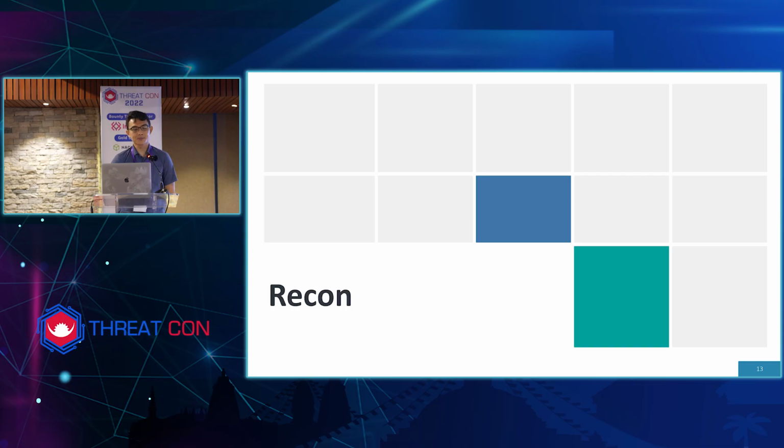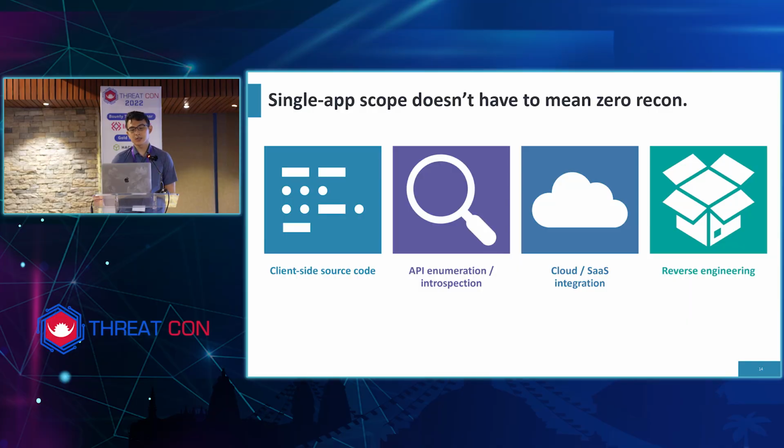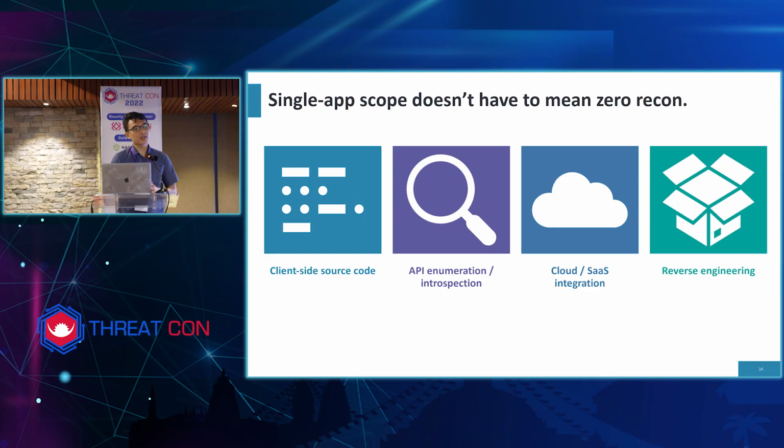Even within a single app, there's a lot of recon that you can do internally to unpack it. So firstly, you have the client-side source code. This is the JavaScript that appears on the application, whether it's mobile or web. Then there's API enumeration and introspection. These days, there are a lot of frameworks that allow you to introspect the entire API, rather than just using the app and trying to figure out what is called from the app. Thirdly, there's cloud and software as a service integrations. So they're very interesting.